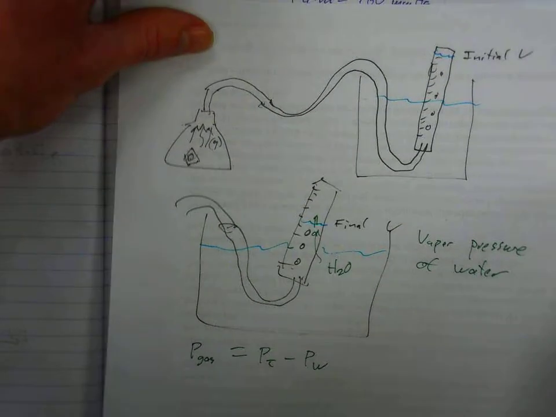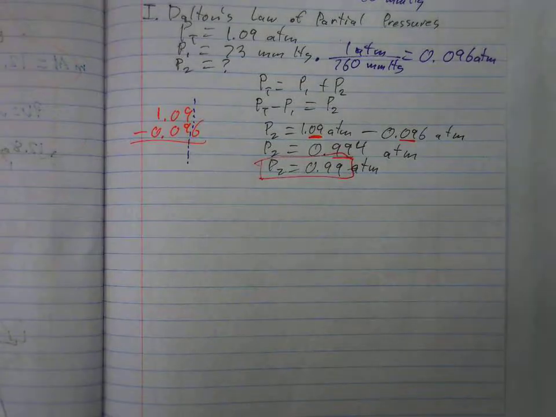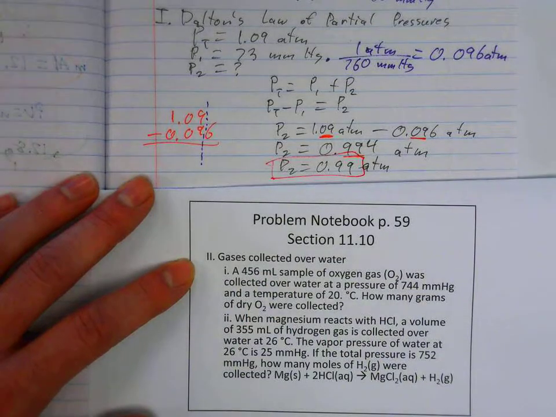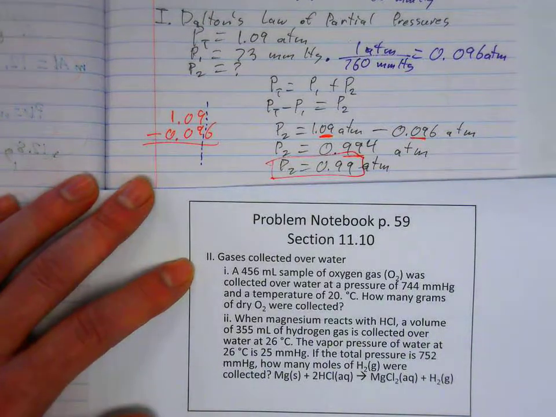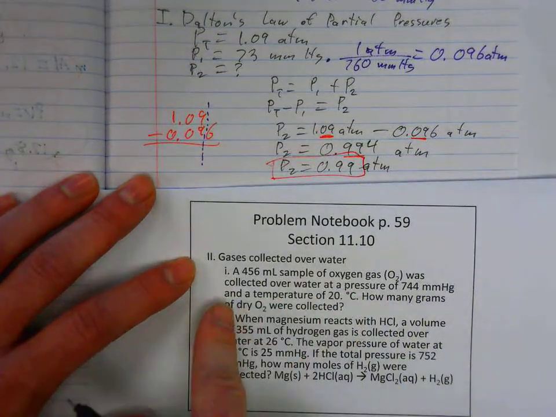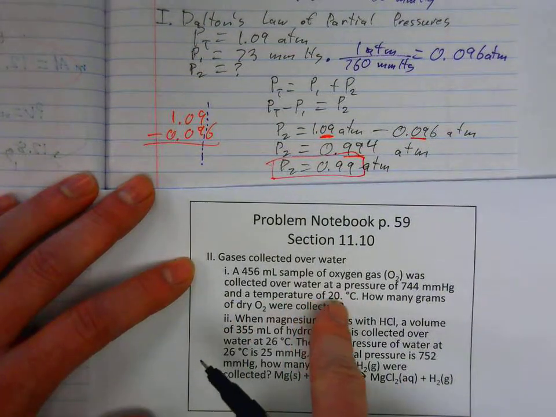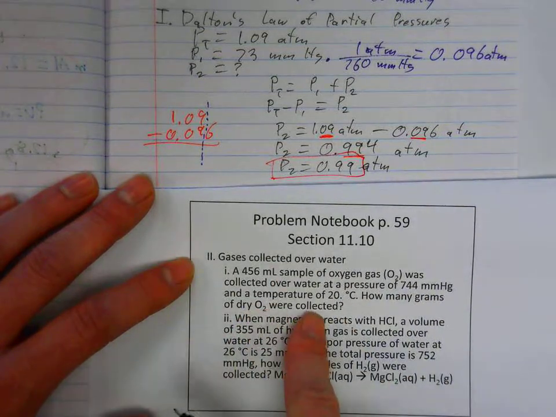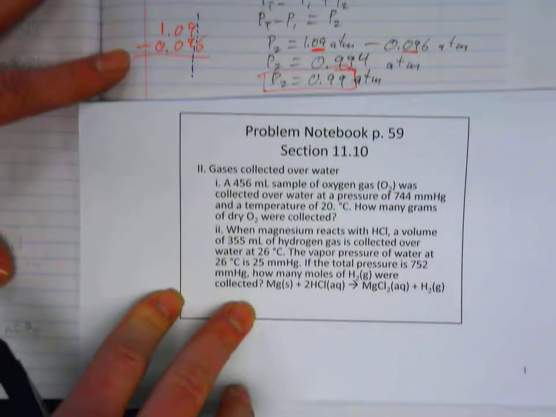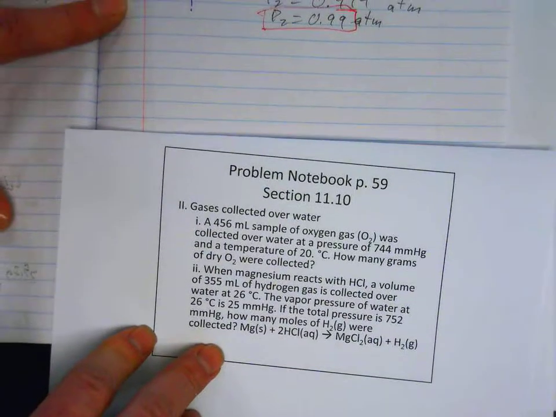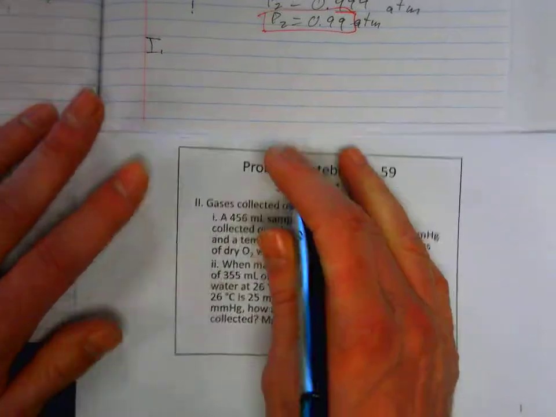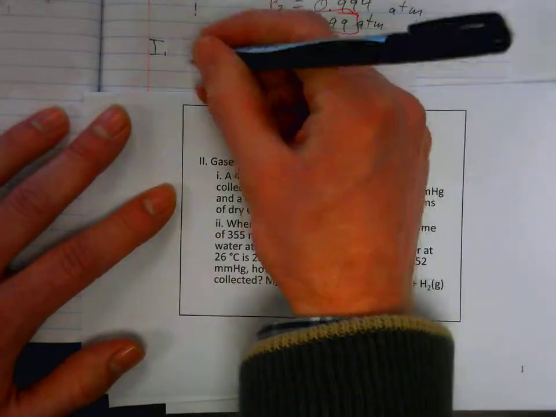A 456 milliliter sample of oxygen gas was collected over water at a pressure of 744 millimeters and a temperature of 20 degrees Celsius. How many grams of dry, meaning without water, oxygen were collected? So first our heading there, gases collected over water.